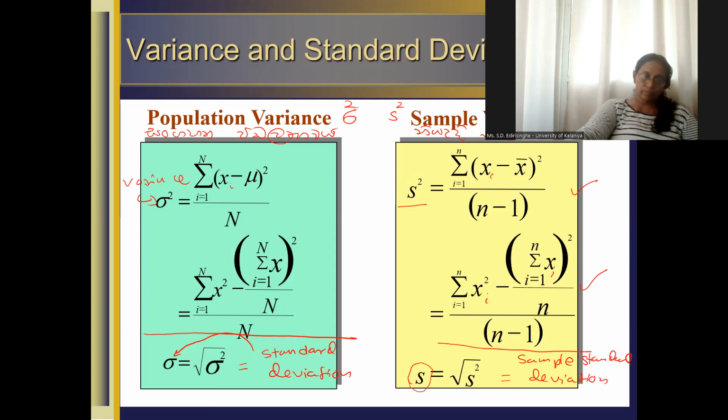Clear? The important one is sample variance. So please write the formulas for sample variance.